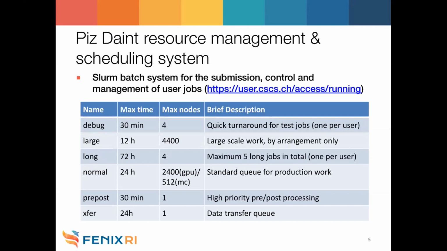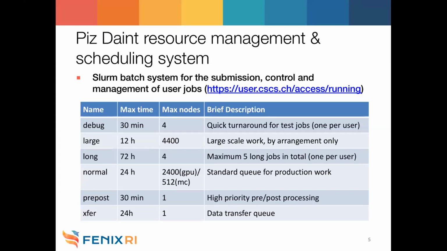Normal queue is by far the most commonly used queue among all the users, and it is designed so it provides a fair usage of the system to all users and all users' needs. So the length is 24 hours job length, and it is designed for production work. It has some constraints, namely what you see here, that maximum you can ask for 2400 GPUs and 512 for multi-core. And with special arrangements, of course, you can ask for more, but this is by far the workhorse queue of the system.